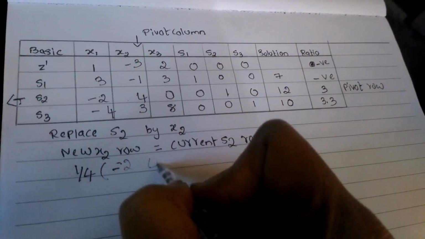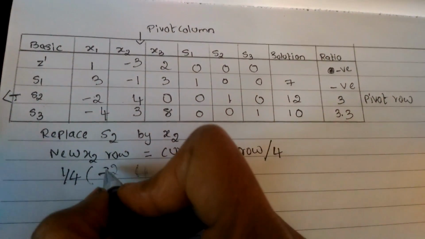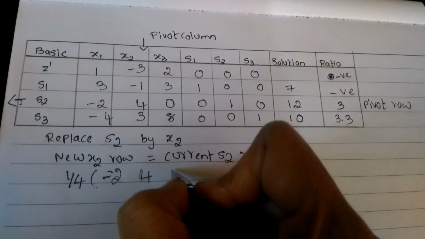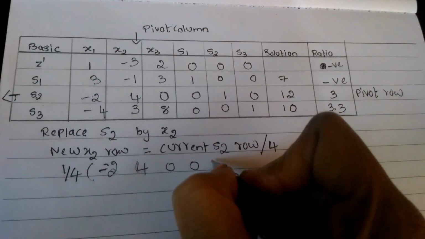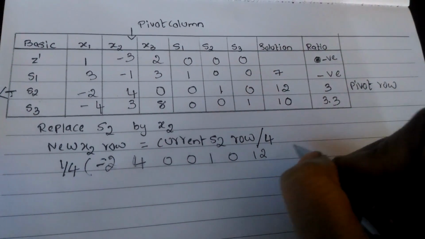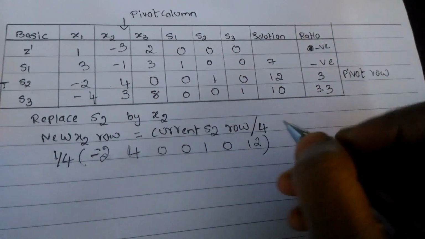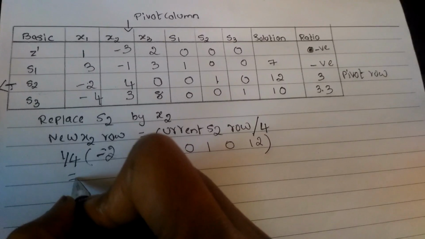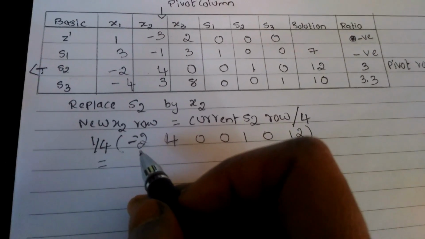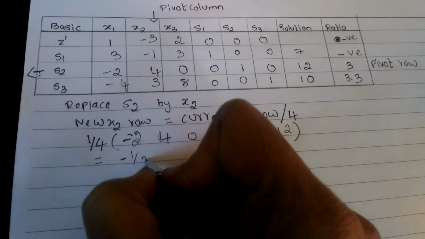Take out all the values of the s2 row: -2, 4, 0, 0, 1, 0, 12, and we will not make use of this value of ratio in the calculations. Now find out the answer. 1 divided by 4 multiplied by -2. The answer will be -1 by 2.